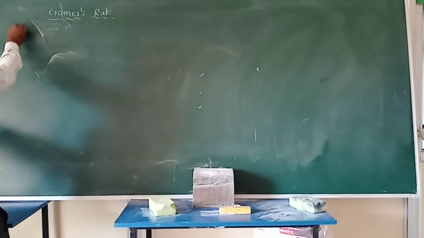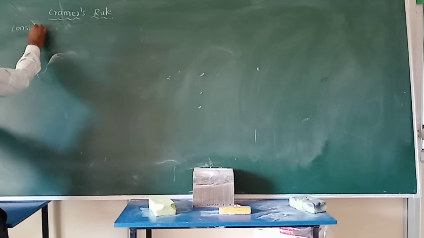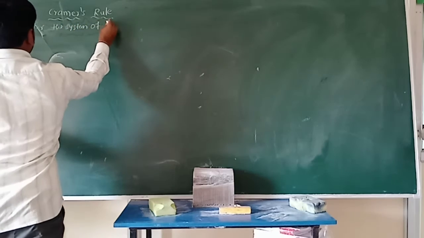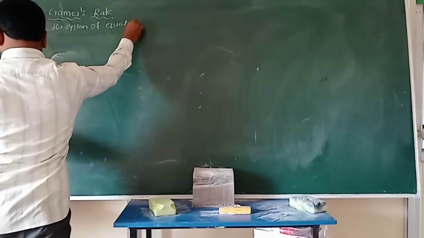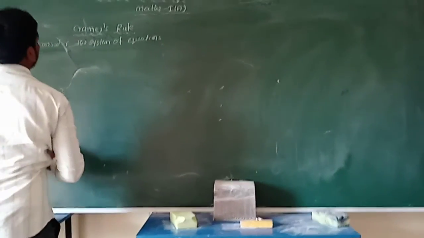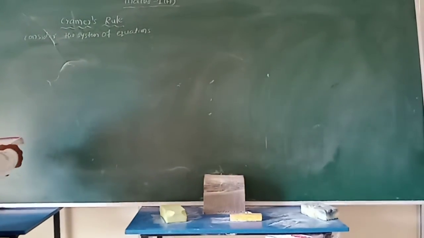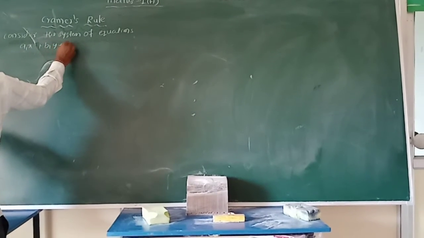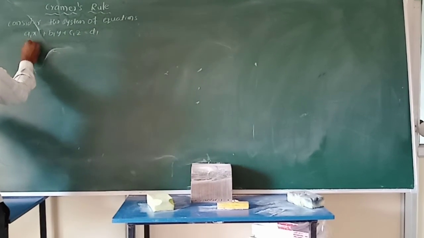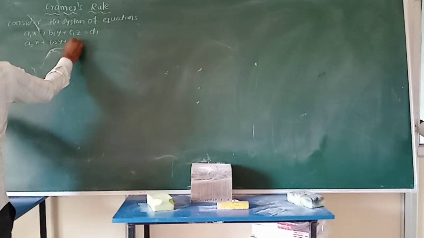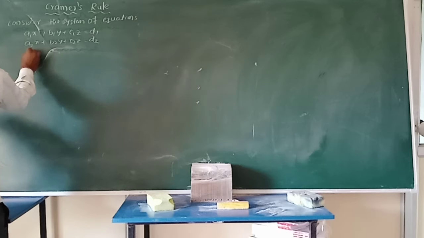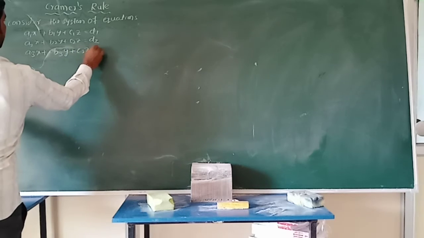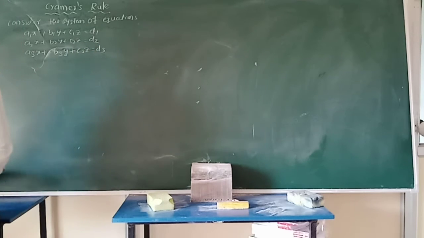Cramer's rule. Consider the system of equations. This is Cramer's rule. This is very important. Consider the system of equations: a1x plus b1y plus c1z is equal to d1, a2x plus b2y plus c2z is equal to d2, and a3x plus b3y plus c3z is equal to d3. These are the three equations.